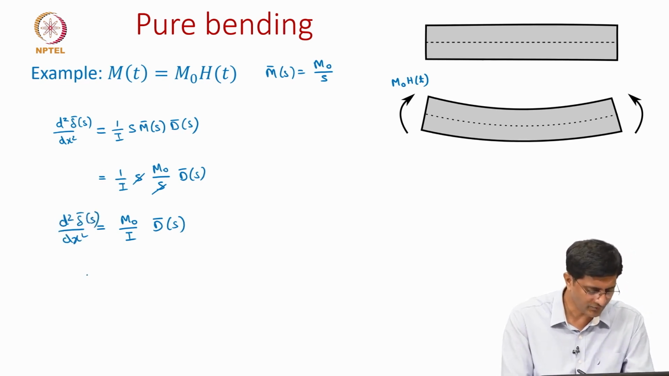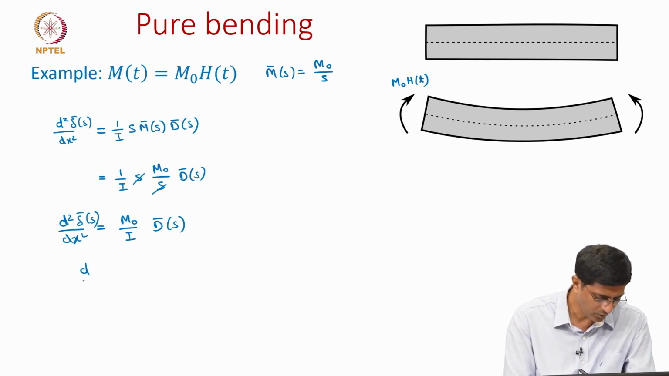So, finally, once we apply the last step and do the inverse Laplace transform, this will go back to the time domain, delta of t, M naught by I times D of t.